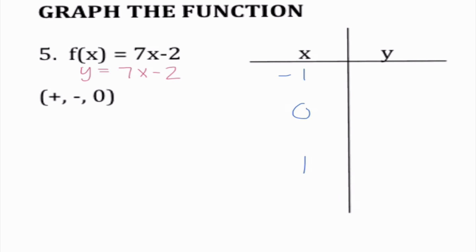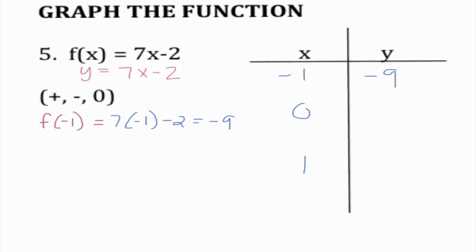Okay, so I'm going to substitute those in, and I'm going to show you a new notation here. So this says f of -1. -1 is my input, and what that means, in f of x, wherever there was an x, I'm replacing it with -1. So when I do that, I end up getting 7 times -1 minus 2, which is -9.